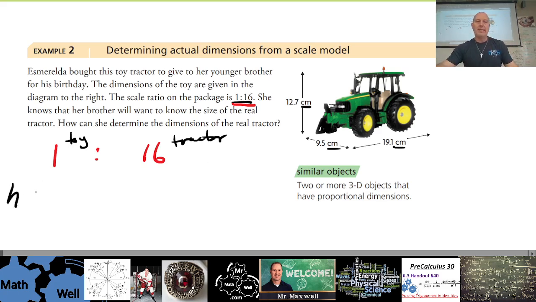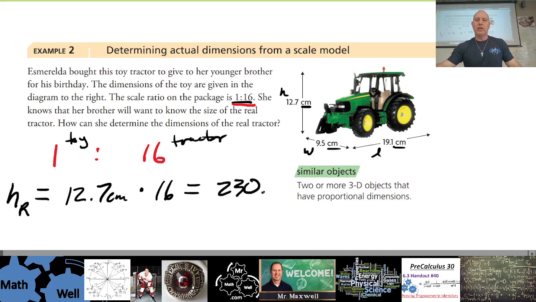All right? So height for the real tractor, I'll put H sub R, height for the real, or the full-size tractor, is going to be 12.7 centimeters times what? 16. Okay, someone do that on your calculator? So this is the height, this is the width, this is the length. 203.2. Okay, agreed? Sorry, 203, not 230. Slight mix up there with the numbers. Okay, so 203. Everybody else with a calculator, nod in agreement, or shake your head vehemently if incorrect.